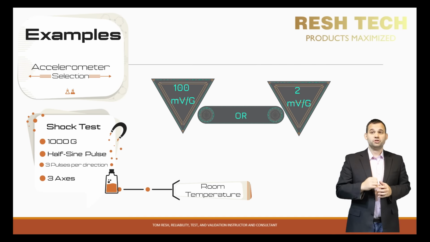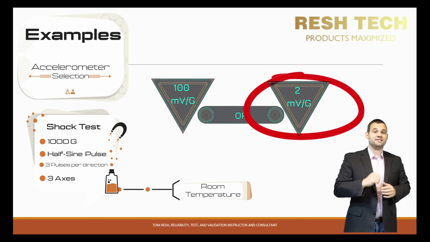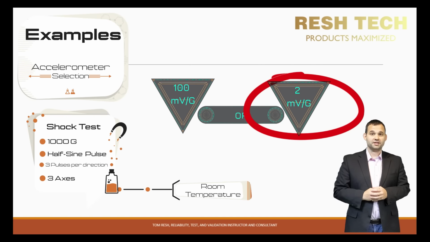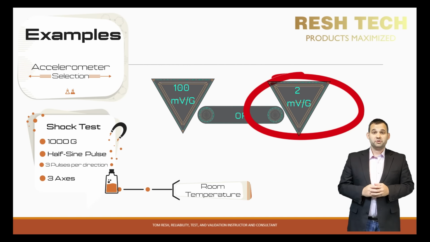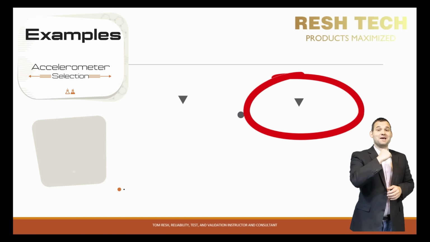For those of you who chose the 2 millivolts per G, great work. That is the right answer. Thanks for watching this entire video so far and not falling asleep. Also recall from your notes that the 2 millivolt per G accelerometer also had a better lower frequency response, which is ideal for shock testing. Let's do another example now.